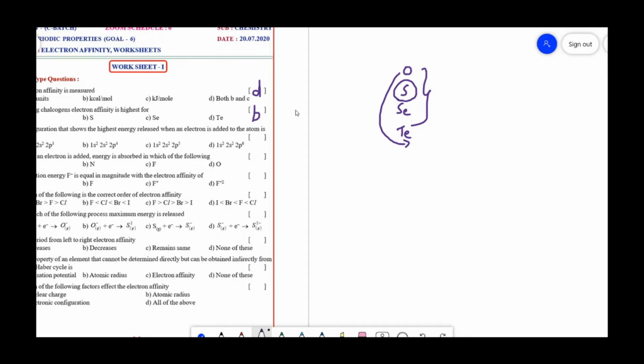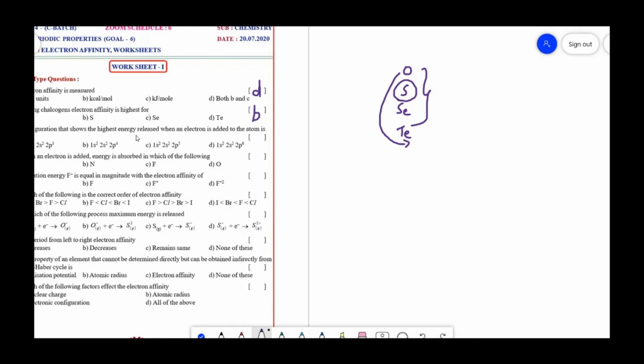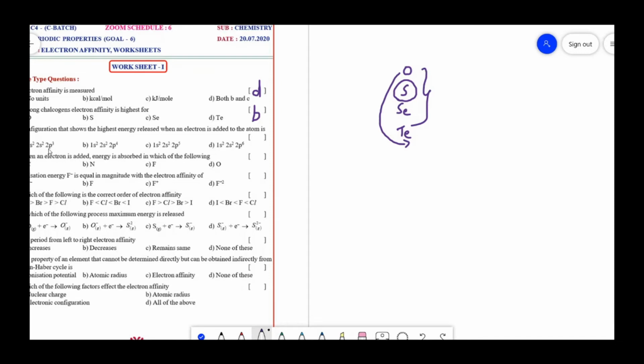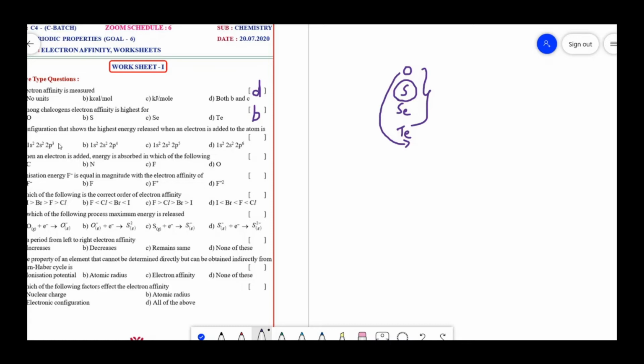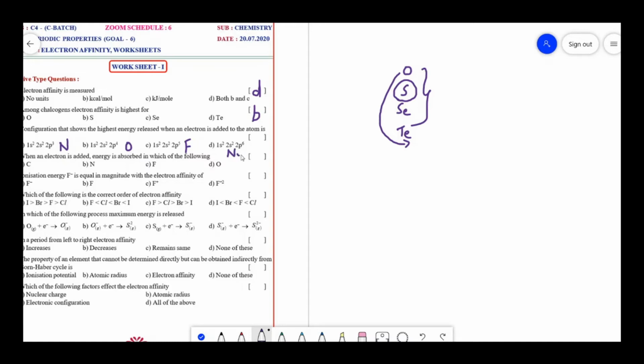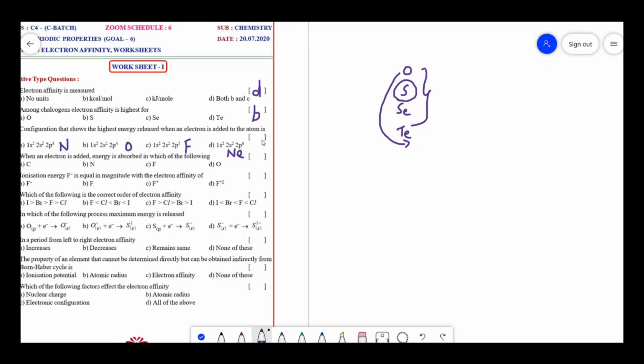Next, the configuration that shows the highest energy released when an electron is added. Energy released means electron affinity. So mostly halogens will have more electron affinity. So this is 1s2, 2s2, 2p3. If you count the number of electrons, you will know the element. So this is 7, which means nitrogen, this is 8, which means oxygen, and this is fluorine, and this is neon. So among these, generally fluorine will have the most electron affinity. So the answer is C.